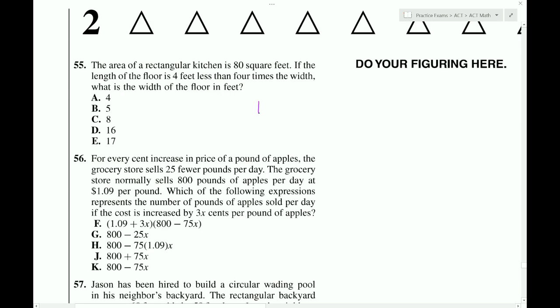The area of a rectangle, which we know to be length times width, is 80 square feet. If the length of the floor is 4 feet less than 4 times the width. So usually we'd think of this as 4 less than 4 minus 4 width. But when we use the less than, we have to remember to switch the order. So it's really 4w minus 4.